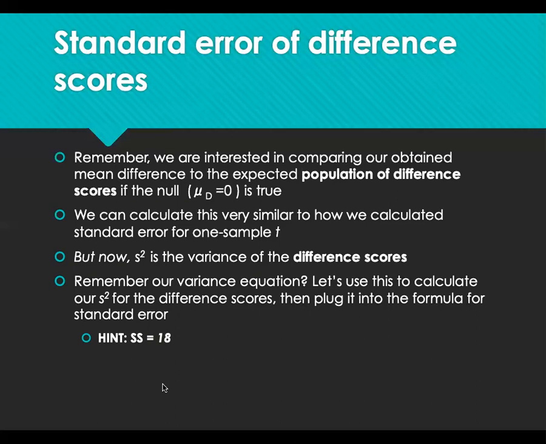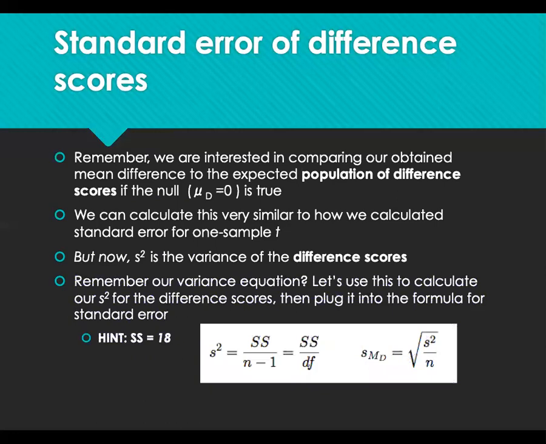So remember, we can calculate sum of squares, and on the previous slide, or 1 or 2 slides ago, we calculated it to be 18. So here is our formula for variance. Variance is the sum of squares over n minus 1, or sum of squares over degrees of freedom, right? Degrees of freedom is n minus 1. And then the standard deviation of this mean difference sampling distribution will be the square root of variance, S squared, over n.